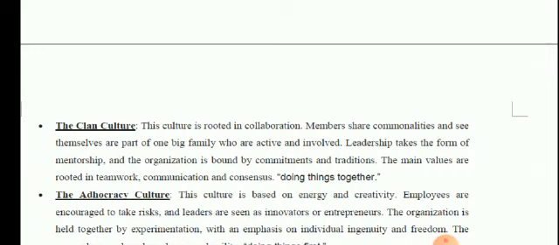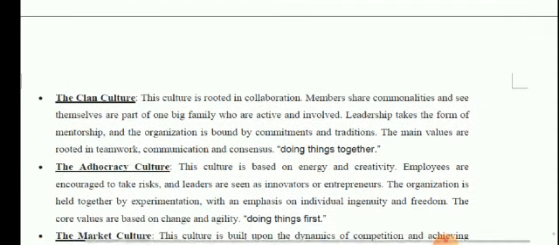Members are active and involved. Leadership takes the form of mentorship, and the organization is bound by commitments and traditions. The main values are rooted in teamwork, communication, and consensus. Doing things together, that is the motto, as a group, as a team, not just a single human being.